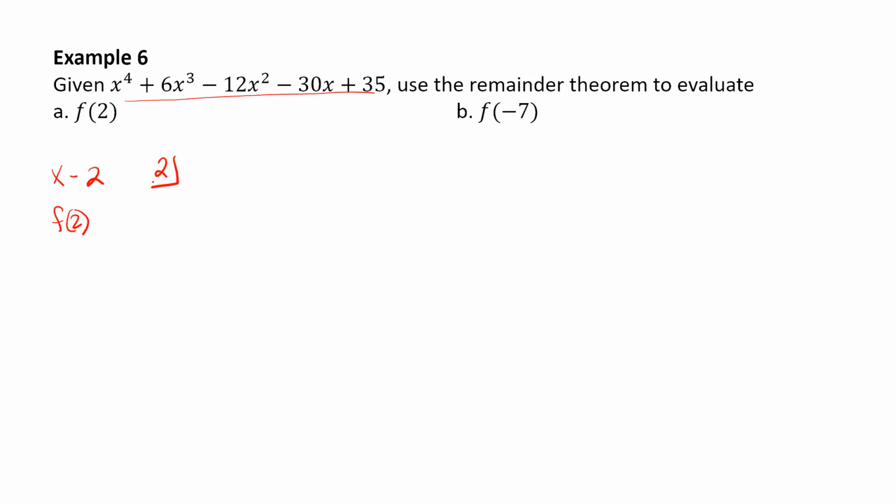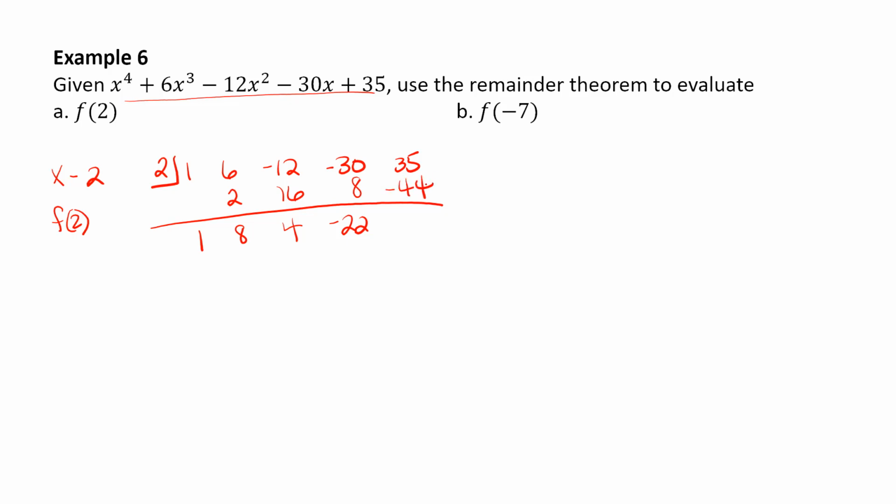So we'll put our 2 in the bracket. We'll put our coefficients 1, 6, negative 12, negative 30, and 35. And then we will put a line, bring down the 1, multiply, get 2, add it up, get 8. 8 times 2 is 16. 16 and negative 12 is 4. 4 times 2 is 8. Negative 30 plus 8 is negative 22. Negative 22 times 2 is negative 44. And we add that up and we get negative 9. Okay, so f of 2, therefore, is negative 9. That's what the remainder theorem tells us.